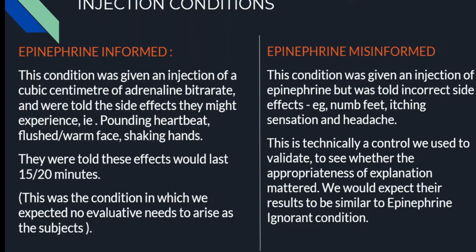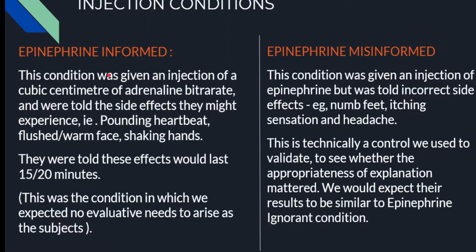The first injection condition is the epinephrine informed group. People in the epinephrine informed group were given an injection of 1 cubic centimeter or milliliter of adrenaline bitrate. Epinephrine is, again, also known as adrenaline. And they were told the side effects that they might experience. They were told the real side effects, such as pounding heartbeat, flushed or warm face, and shaking hands or tremors. These are real side effects that follow an epinephrine dosage.